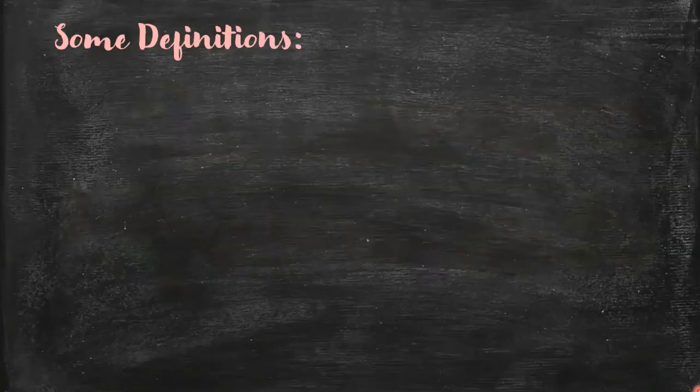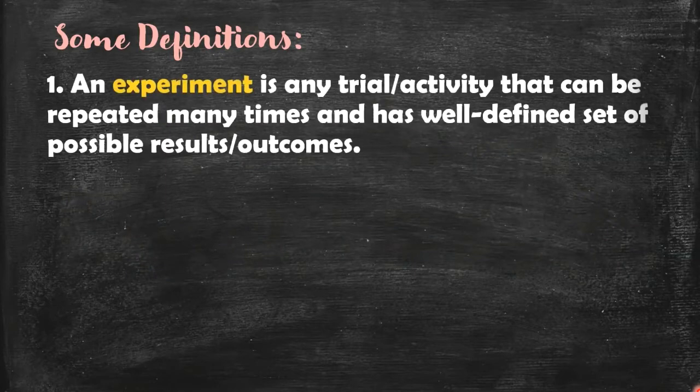So let's have some definitions here. First, we define an experiment. An experiment is any trial or activity that can be repeated many times. Okay? So pwede mo siyang ulitin. An experiment has a well-defined set of possible results or outcomes. Ibig sabihin ng well-defined, all possible results can be clearly observed. Okay?